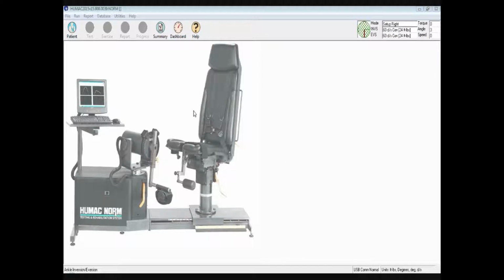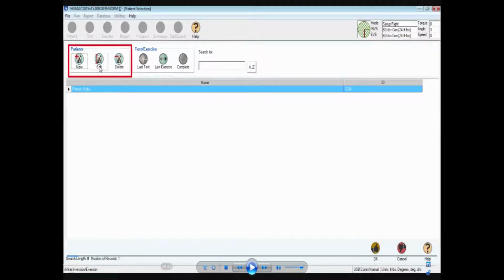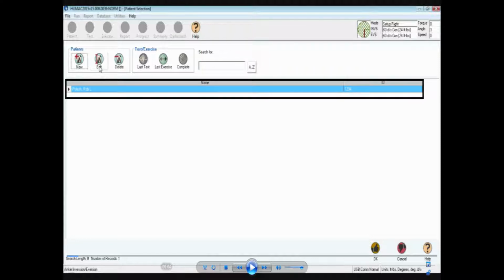This video will teach you how to add a patient. Click on the patient button in the top left side of the screen. You have buttons to add a new patient, edit, or delete. Next to that, you have buttons for last test and last exercise. These are shortcuts to take you to the last test or exercise the patient has completed. The complete button will take you to the last test or exercise that was started but not completed. You can search for a patient by typing in their last name. The software comes preloaded with one patient, Rob Potash, the Vice President of CSMI.